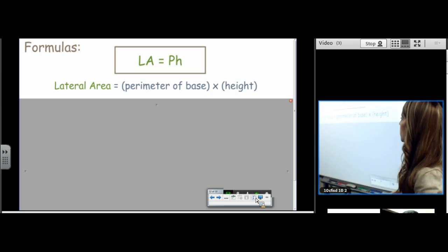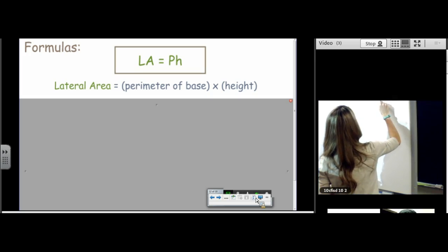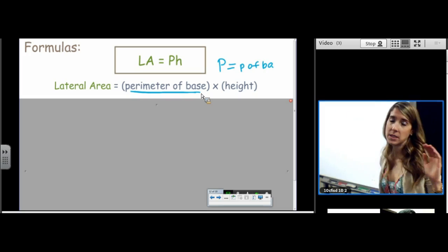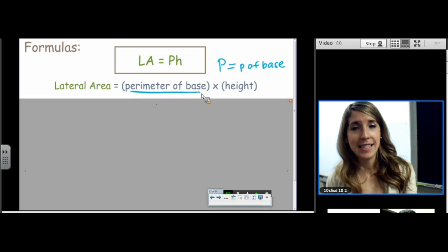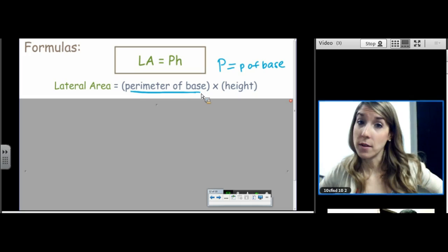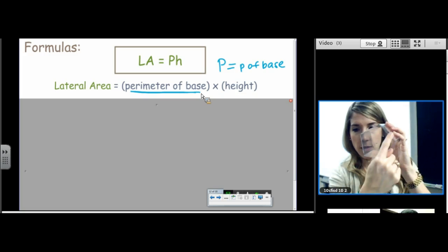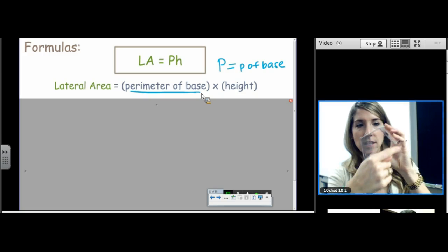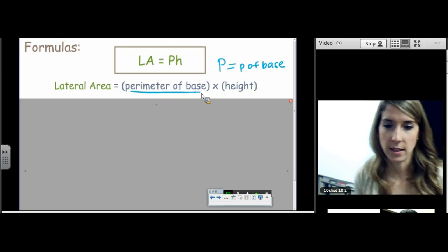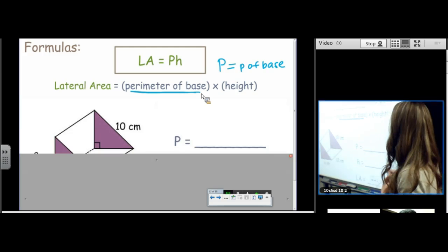Okay, so the biggest thing that I need you to understand is that capital P is the perimeter of the base. When it becomes capital, anything capitalized is referring to the base. So how do you find the lateral surface area? You find the perimeter of the base, and you multiply it by the height. You find the perimeter of the pentagon, add up all the edges, and then you multiply it by how tall it is. Perimeter times height. Perimeter times height. Okay, let's try it.